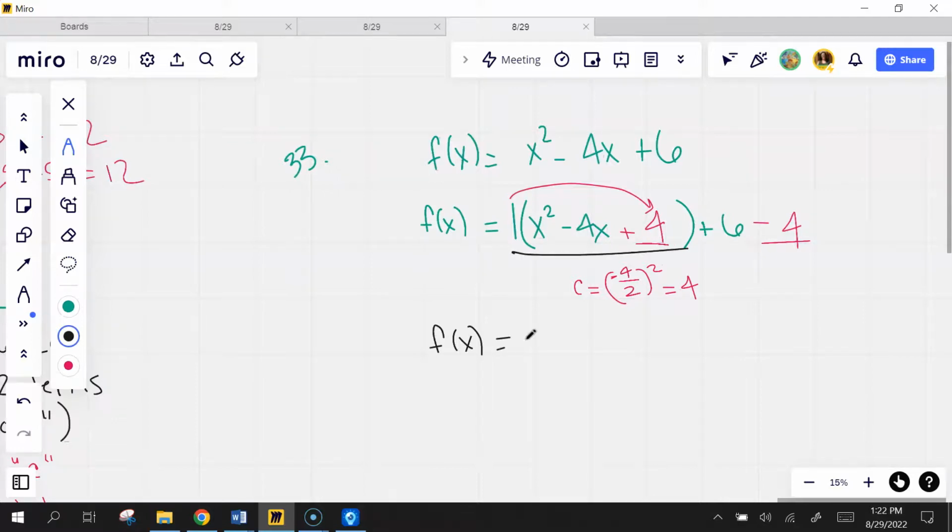How does this factor? What is 6 minus 4? What's the vertex of my parabola? Axis of symmetry? X equals 2. It's always the x equals because it's a vertical line.